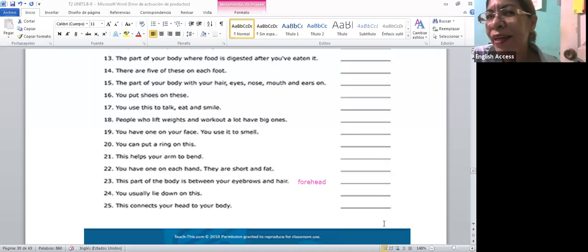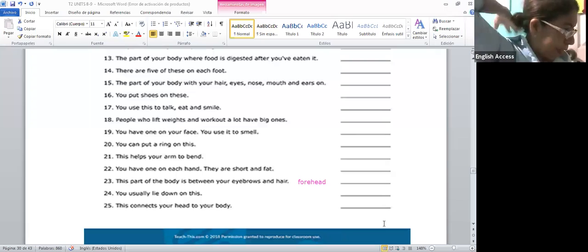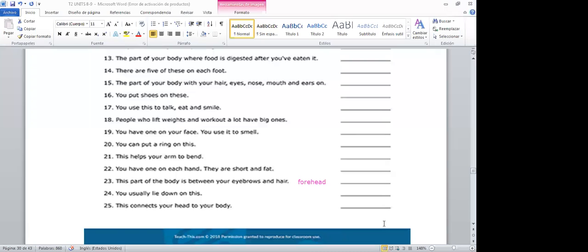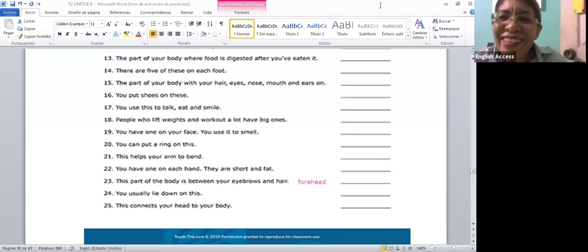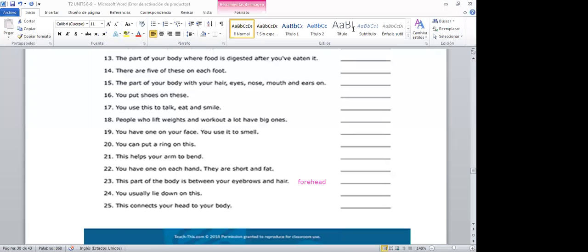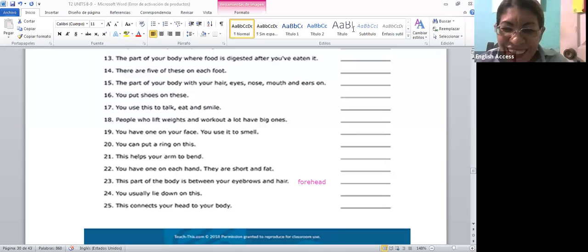24. You usually lie down on this. You can lie down on a sofa, on your bed, and you lie down with this part. Back. Yes, your back, correct. And 25, this connects your head to your body. Neck? Neck, excellent. Oh, you're really good. You're really, really good.